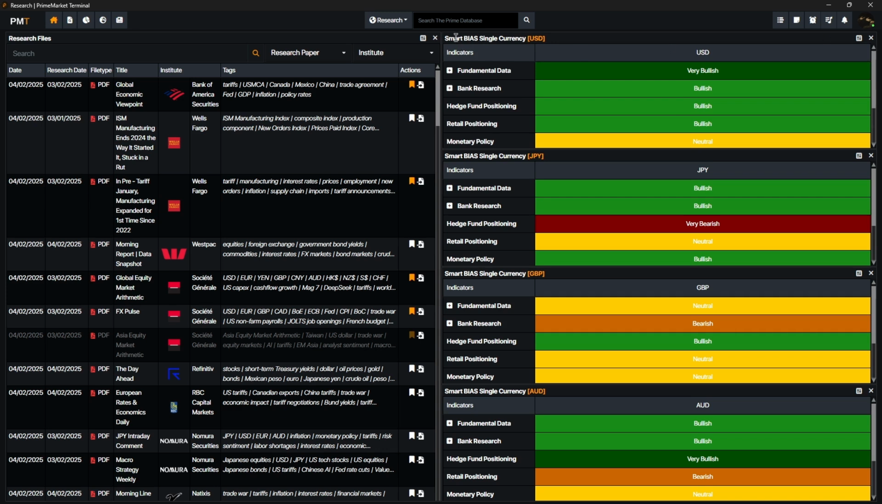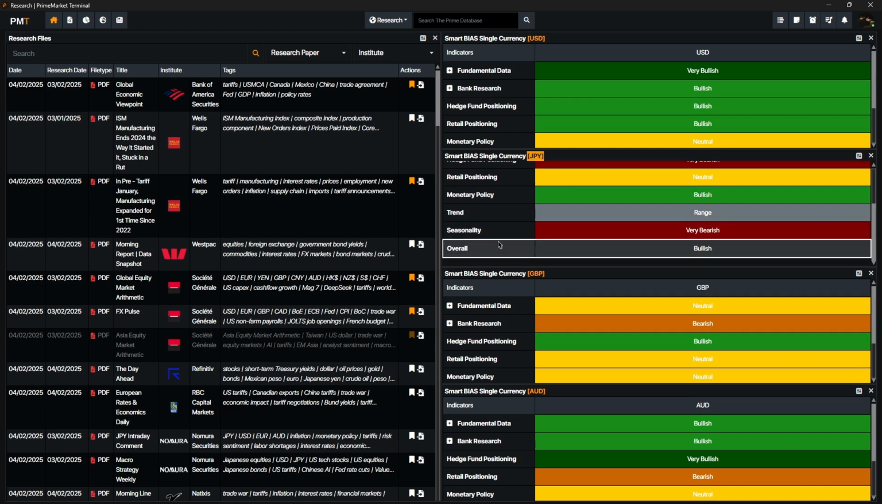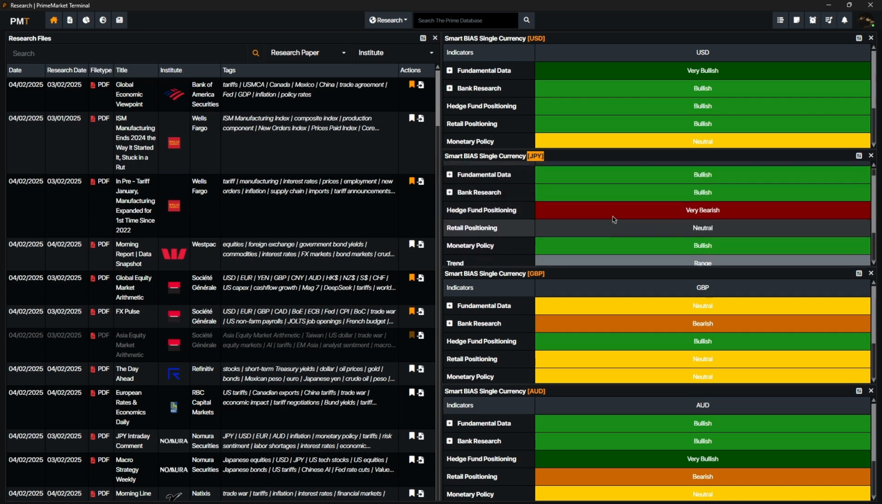So this right here, it's a game changer. Again, if this was the only feature this software offered, I'd still pay for the subscription. Getting all of this in just one software is amazing, right? And you have the same thing for the Japanese yen. So you can see that hedge fund positioning is bearish on the yen. We have seasonality is bearish, trend and whatnot.